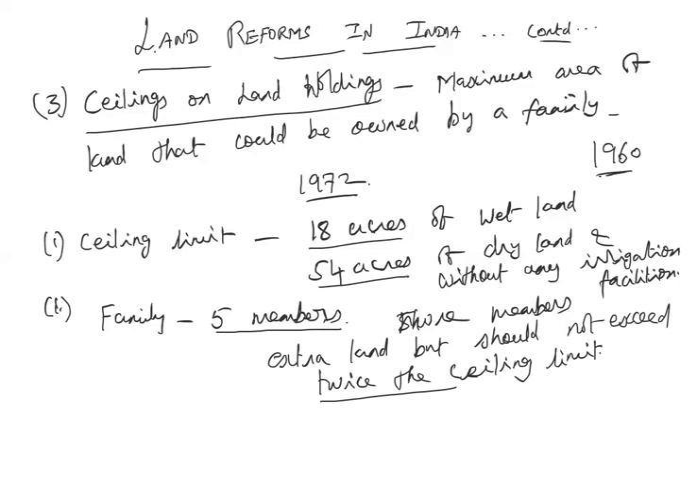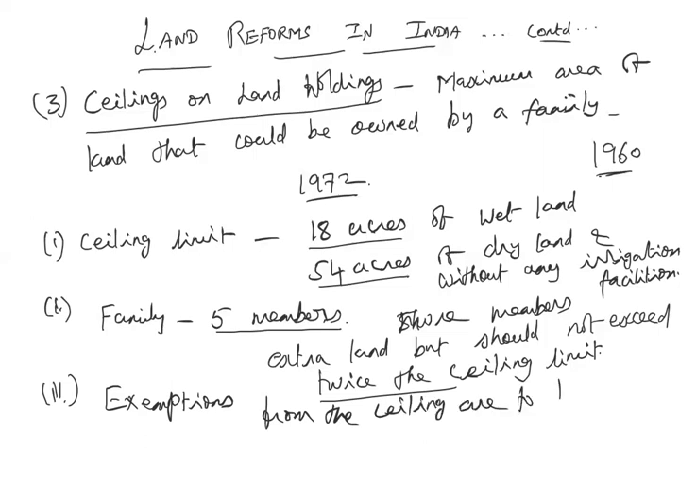Then the third measure is that exemptions from the ceiling are to be reduced. There are certain kinds of land exempted from the ceiling limit. Exempted from the ceiling limit means they can own more than 54 acres, or more than 18 acres.